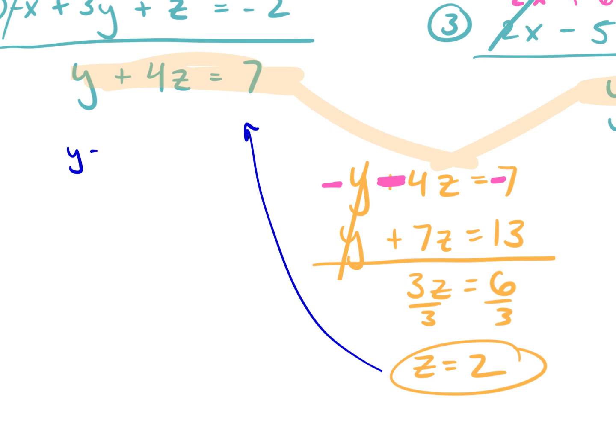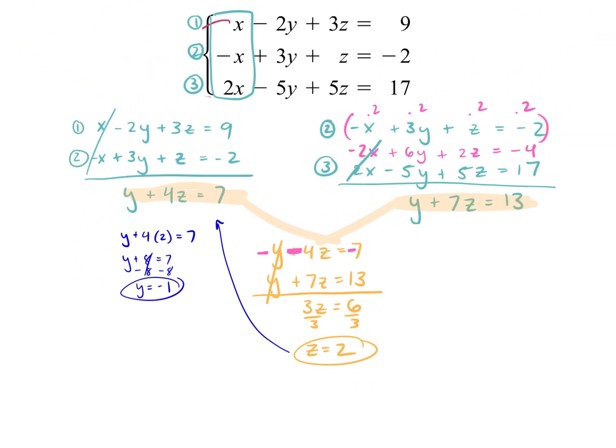So we have y plus 4 times 2 equals 7. So we just plug 2 into the z. So y plus 8 equals 7. Subtract 8 on both sides. So y is equal to -1. So we've got 2 answers now. What can we do to find the third?